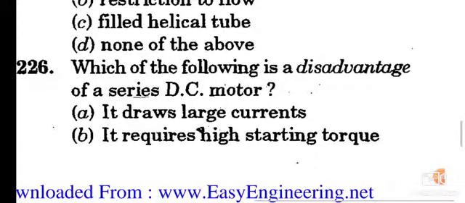Control system part 10. Question number 226. Which of the following is a disadvantage of a DC series motor? Option A, it draws large current. Option B, it requires high starting torque. Option C, its speed regulation is poor. Option D, all of the above. So, option D is the correct answer.